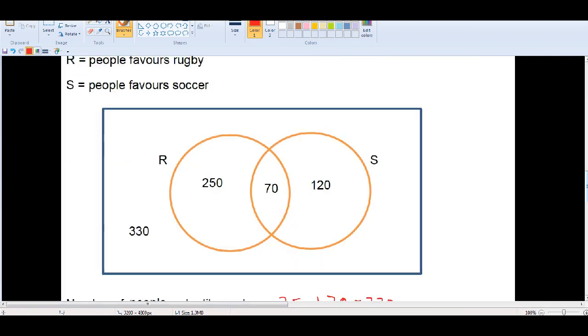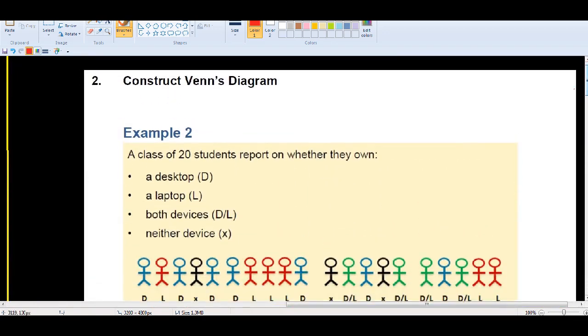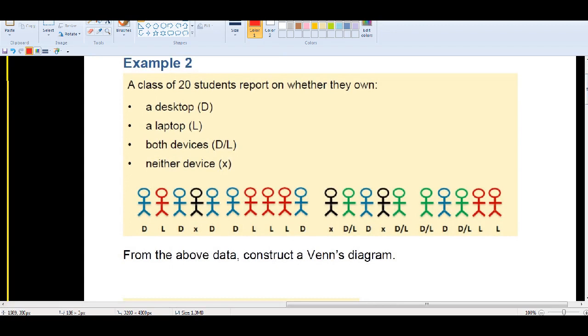Okay, so the next question is, can we construct? Construct means you need to draw your own Venn diagram. Alright? So let's see one question. I know some of you are using desktop, some of you are using laptop or other devices. So this question is about a class of 20 students, and some of them are using desktop.